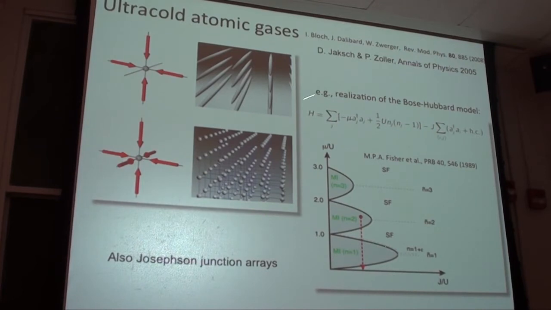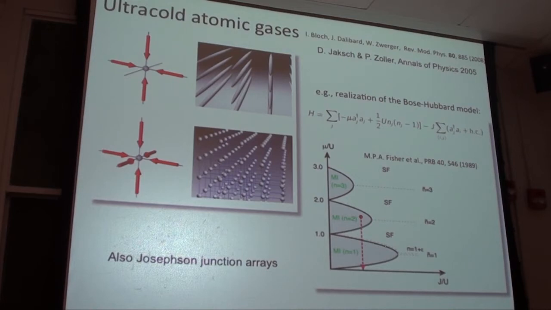So we start with this Bose-Hubbard model. We have bosons on the lattice, and the bosons can hop from site to site with a hopping amplitude J. And of course, this would give rise to a well-known superfluid phase, as we all know.